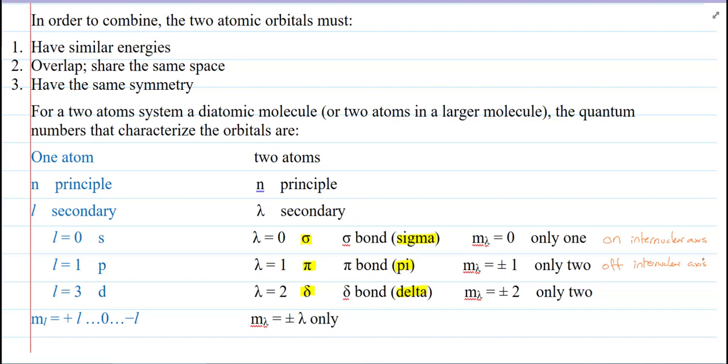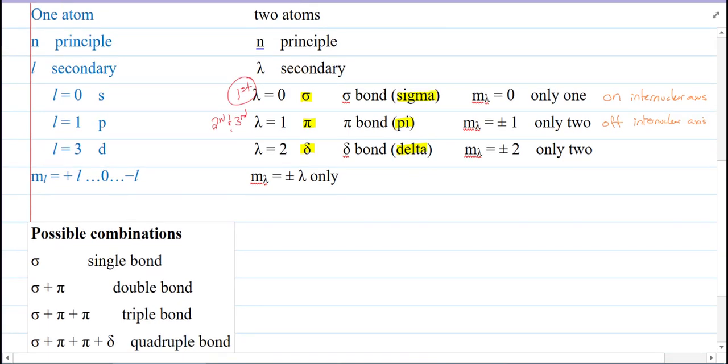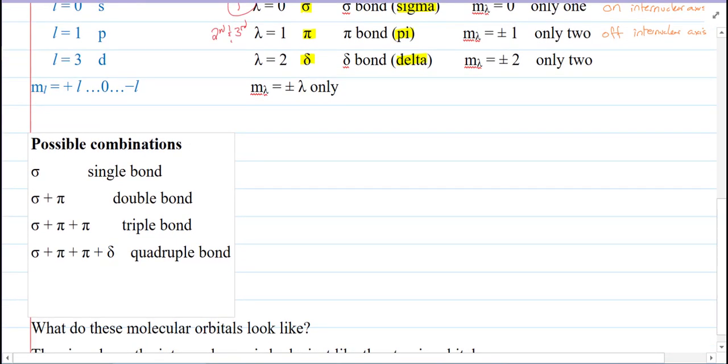Delta bonds only happen in metals. It's the fourth bond. So the first bond is always going to be a sigma bond. The second and third bonds are pi bonds, and that's where we'll stop. We won't do any delta bonds. They do exist, they're just not as common, and they happen in metals. So sigma, pi, sigma pi pi, sigma pi pi. Right, that's your combinations. So a single bond is always sigma first, then second, third, fourth.